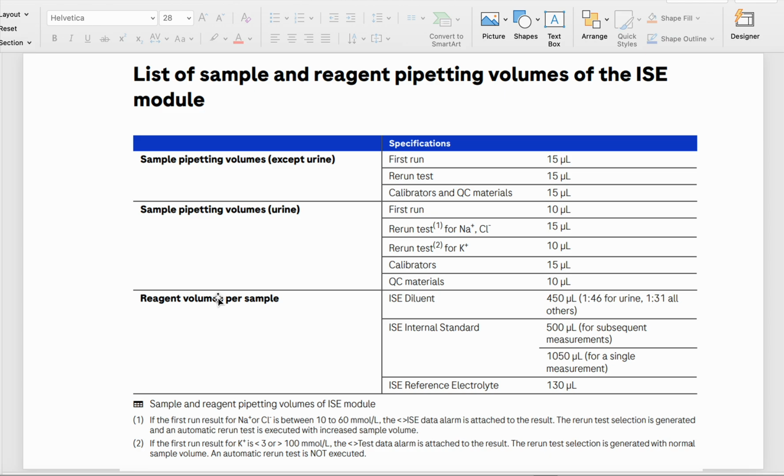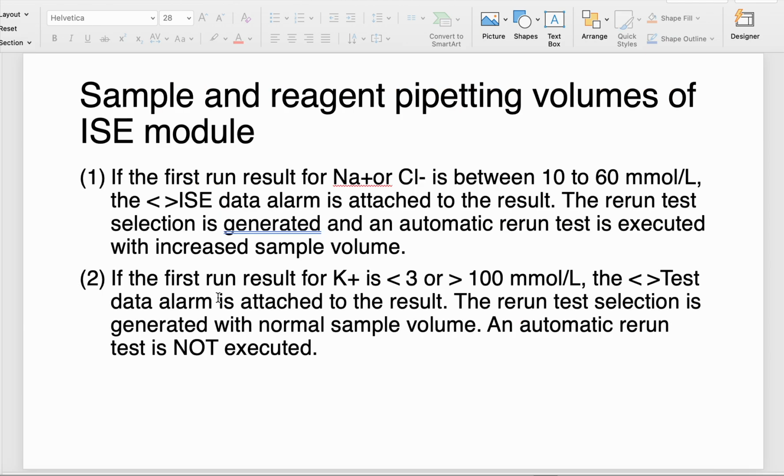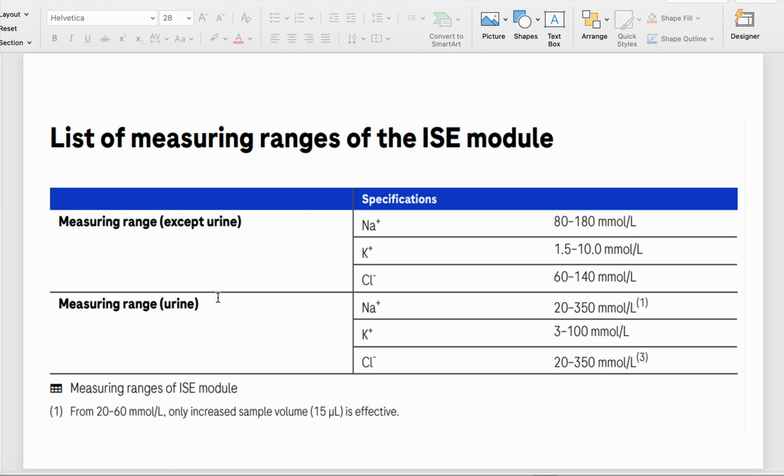Then this is the sample, reagent, and volume table of the ISE model. It also explains the first run and second run, and is still self-explanatory. You can read the volumes and dilutions. Last, this is what the doctors look at, the range. Sodium, for example, is 80 to 180. You can look at the numbers.